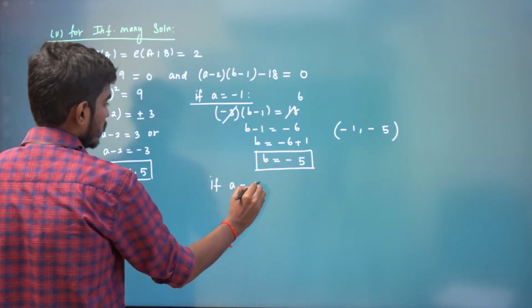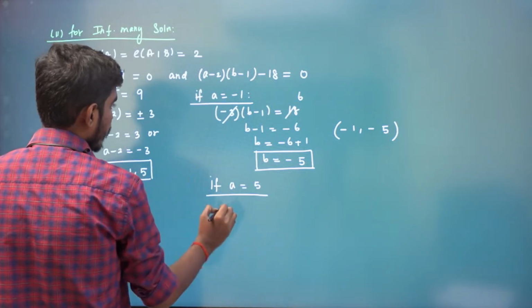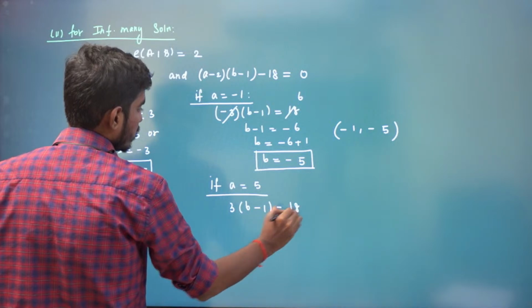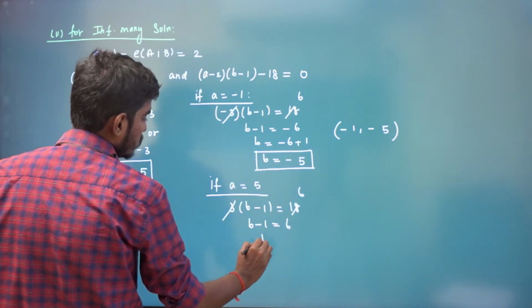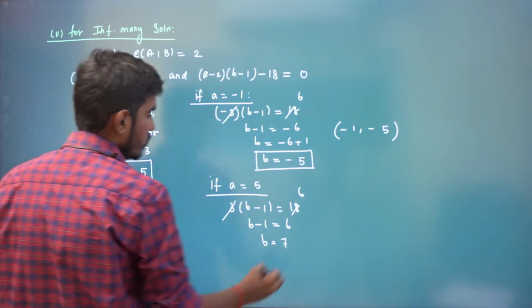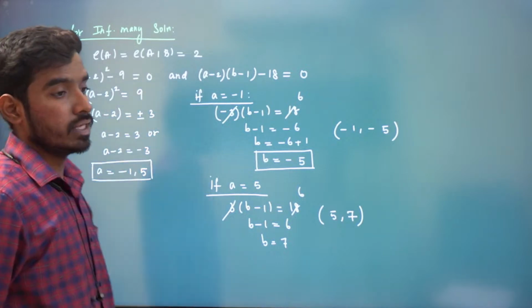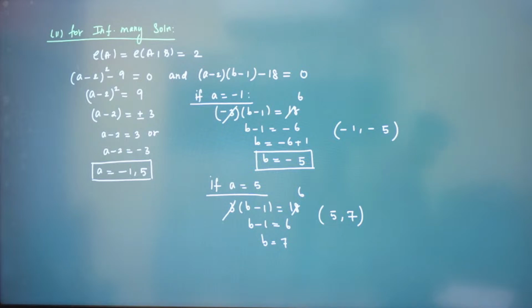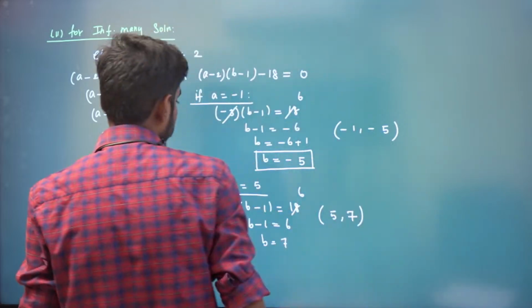If A is equal to plus 5, what about the value of B? So 5 minus 2 is 3. 3 into (B minus 1) is plus 18. So B minus 1 is 6. So B is 7. So 5 comma 7 is another pair. So there are only two pairs, right? There are only two pairs for A, B such that this has infinitely many solutions, right?